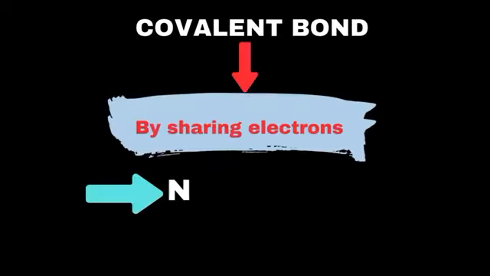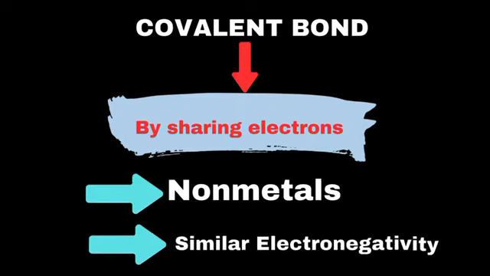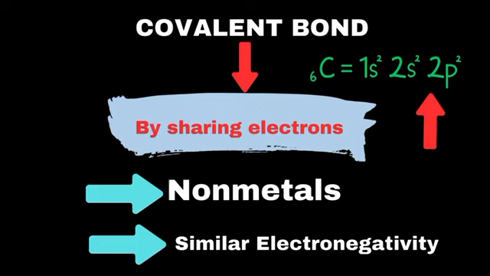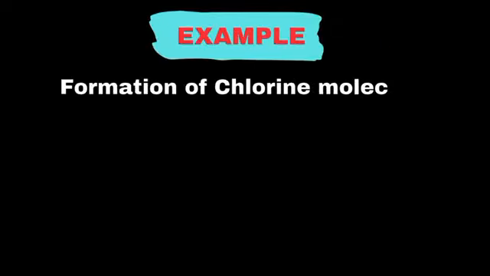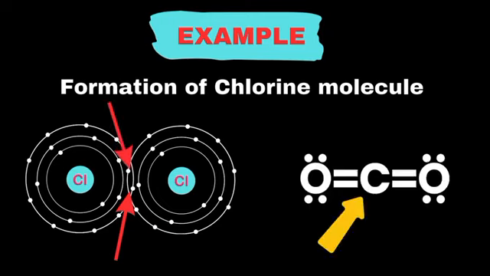Covalent bonds are formed when atoms share electrons to achieve stability. This type of bonding occurs between nonmetal atoms with similar electronegativities. The shared electrons allow each atom to fill its outer electron shell, creating a strong bond. For instance, in a chlorine molecule, two chlorine atoms share a pair of electrons, forming a covalent bond. Another example is carbon dioxide, where carbon shares electrons with two oxygen atoms.